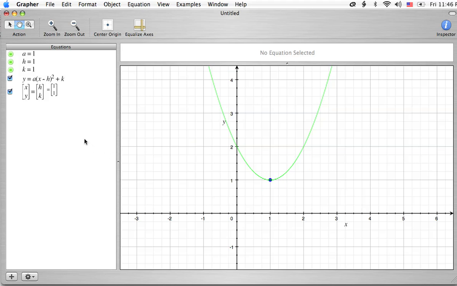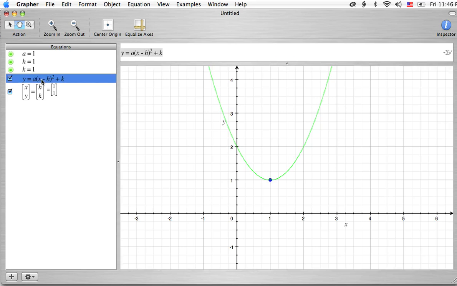I've already got some variables and equations set up. We've got our main equation right here, y equals a times the quantity x minus h squared plus k. Today we're going to talk about a. We talked about this same variable in the standard form, and it's actually the same variable. The interesting thing is it doesn't behave the same in this particular form. So let's go ahead and take a look at what's going on here.